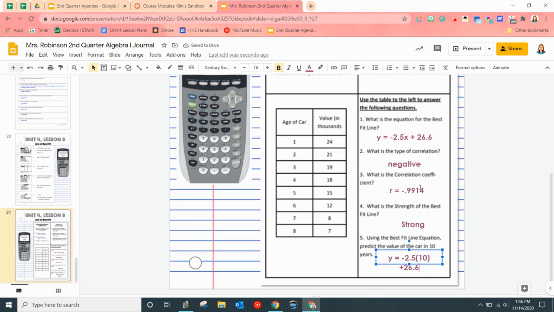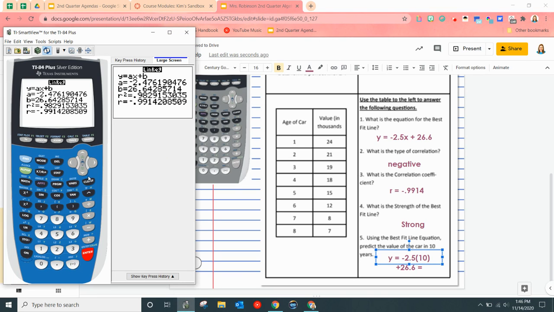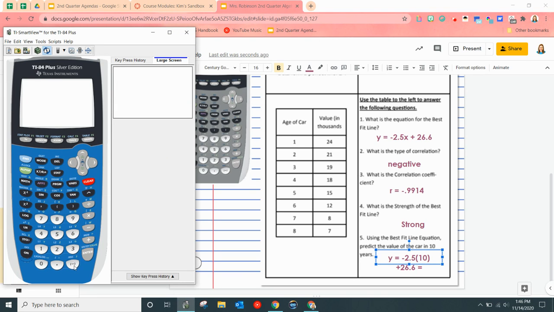We can simplify this. That's going to equal, I'm going to do it in my calculator. Let me pull the calculator up over here. So let me hit clear so I can get off this screen. Negative 2.5 times, and I'm going to plug it in exactly like I'm seeing it, 10 plus 26.6. What do I get? I get 1.6.